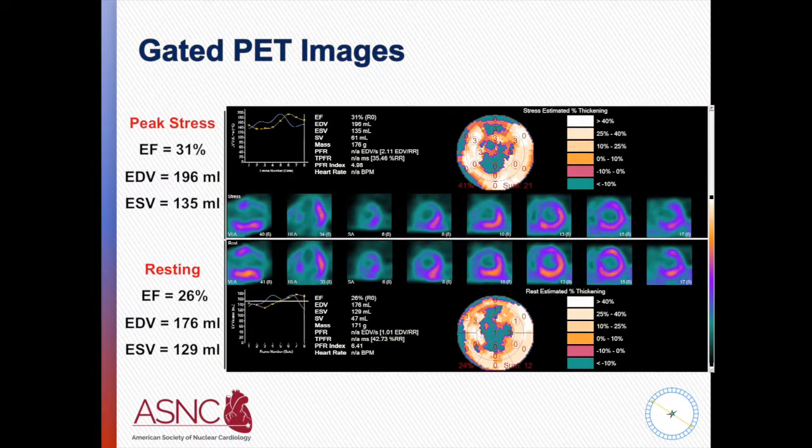The gated PET images are shown on this slide, and you can see that the resting ejection fraction was severely reduced at 26%, and at peak stress, the ejection fraction rose just a bit to 31%. This increase in ejection fraction at peak stress likely reflects the fact that the right coronary and left circumflex territories are well perfused and able to increase contractility during stress.